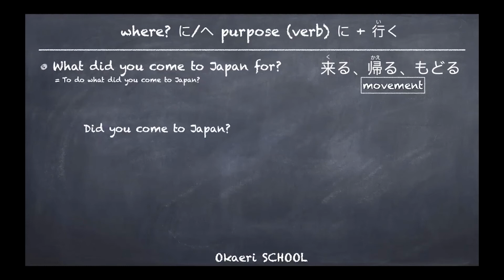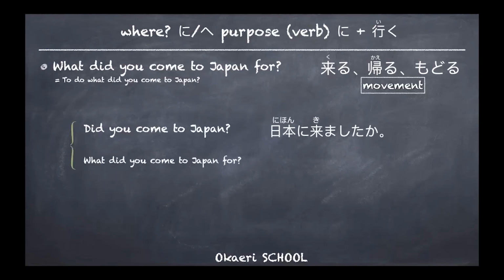Past tense. You have learned this. Second graders. Did you come to Japan? 日本に来ましたか? 来る as a dictionary form. 来ます, masu form, long form. 来ました, past tense. 来ましたか? Right? And here, we want to put the purpose meaning.